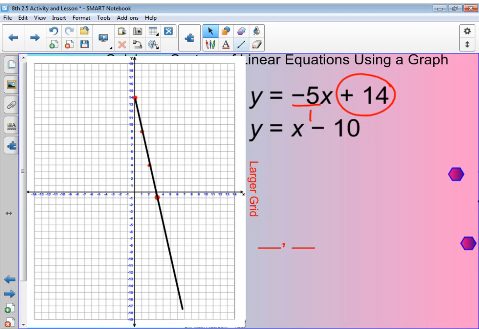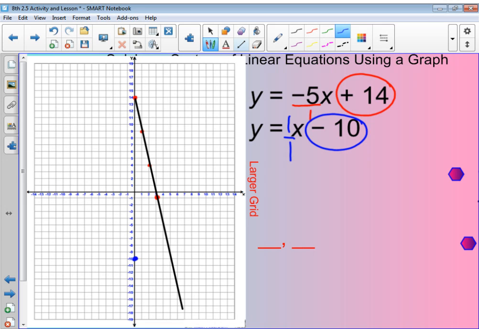Okay, so then my next equation is x minus 10. So we start at -10 and put our dot. -10 is down here. And then it's no number, so that means it's 1 over 1. So up 1 over 1, up 1 over 1, up 1 over 1, up 1 over 1. There's my intersecting point.